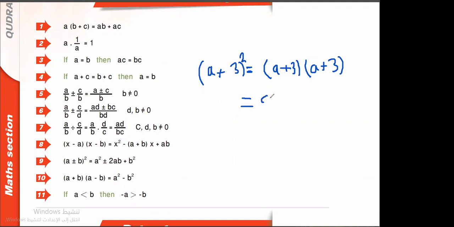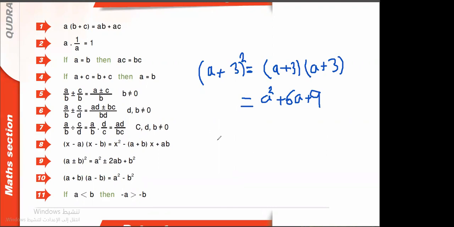A times A is what? It is A square, right? Then you add the two numbers, 3 plus 3, it is 6A. And the third one, 3 times 3, it is 9. So perfect. Do you understand? Are you with me? Is it clear?